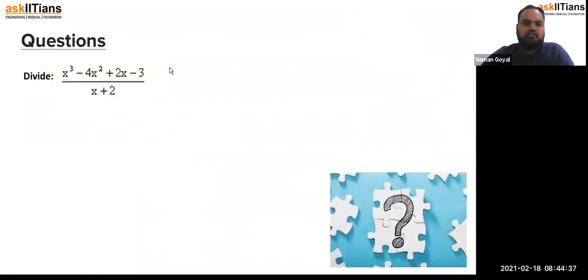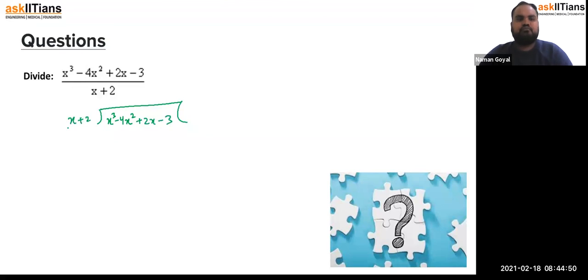Okay. Now there is a question. We have to divide these two polynomials. It means x cube minus 4x square plus 2x minus 3 is going to be divided by x plus 2. So how do we do this? First of all, we have to divide the first term of the dividend by the first term of the divisor. So x cube is going to be divided by x, it will give x square.